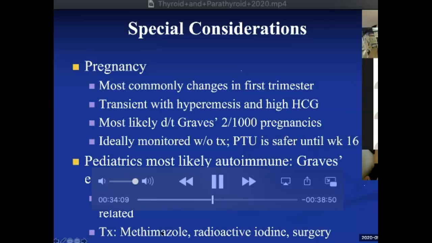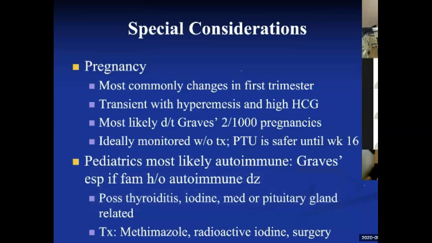Kids can be treated with methimazole, radioactive iodine, or surgery as well. With a child, they might actually pick surgery or radioactive iodine just to get it dealt with so that it doesn't return later in life. One of the issues with methimazole and PTU is that it can come back after treatment.